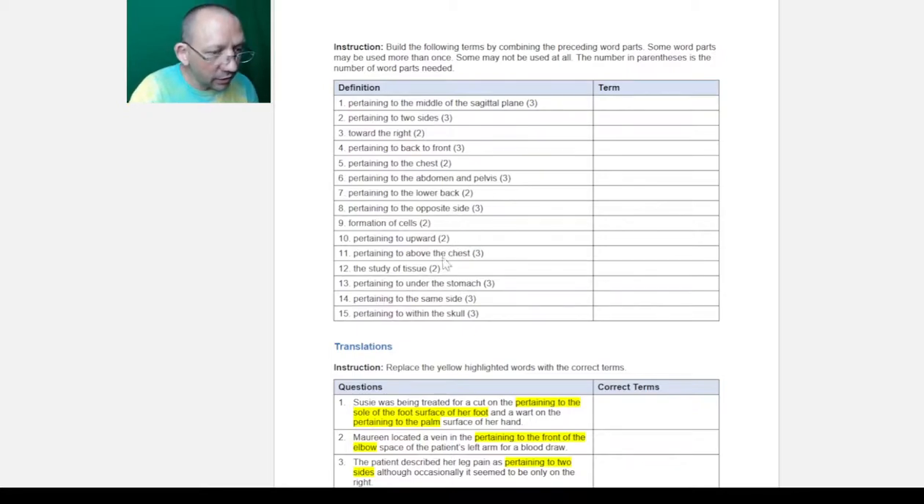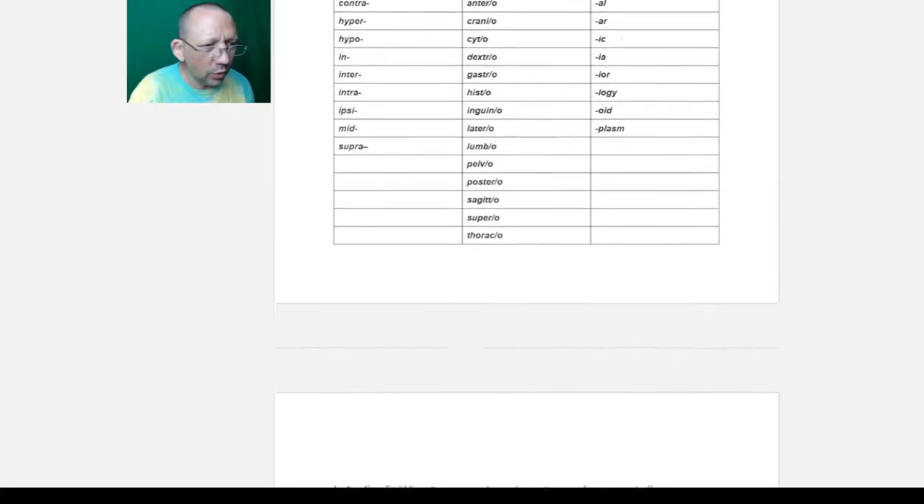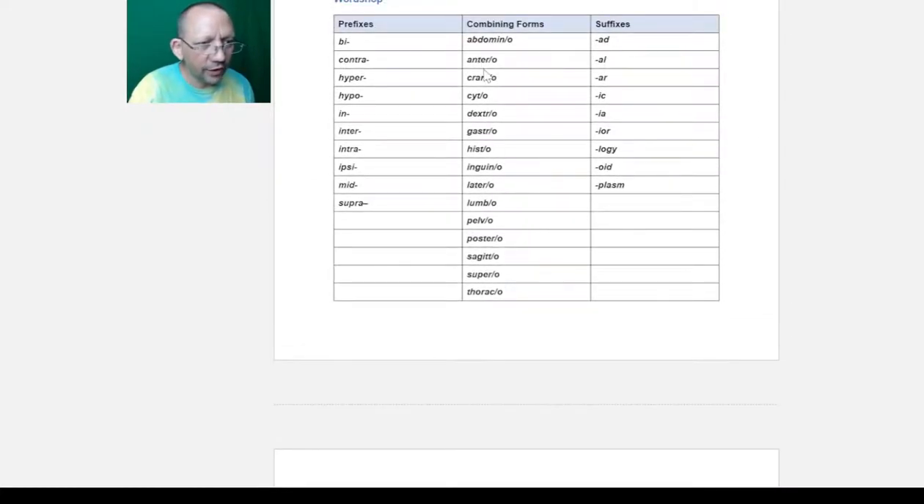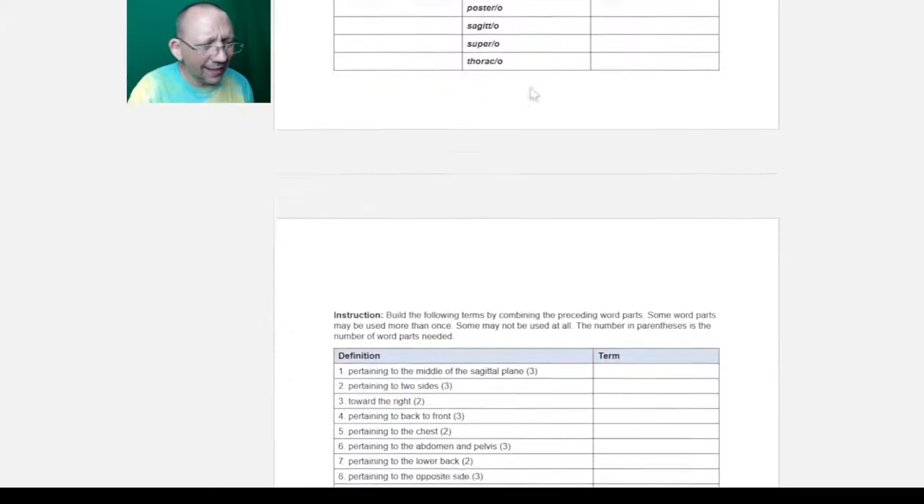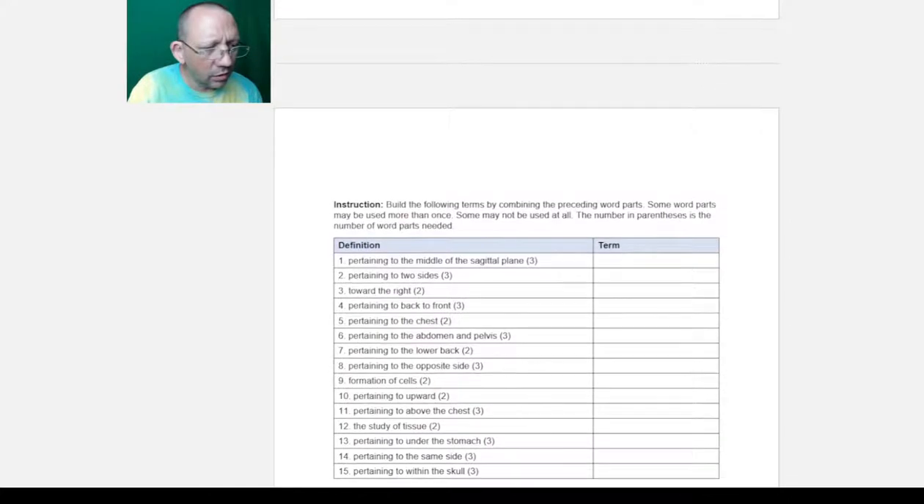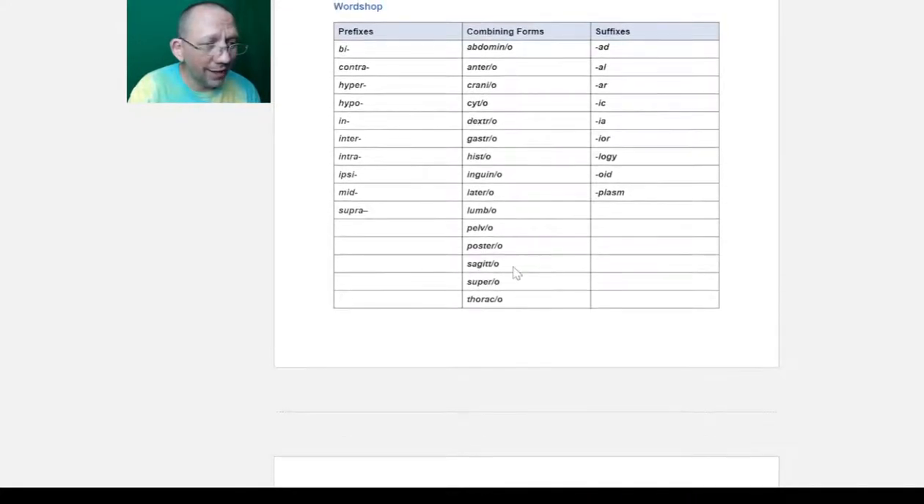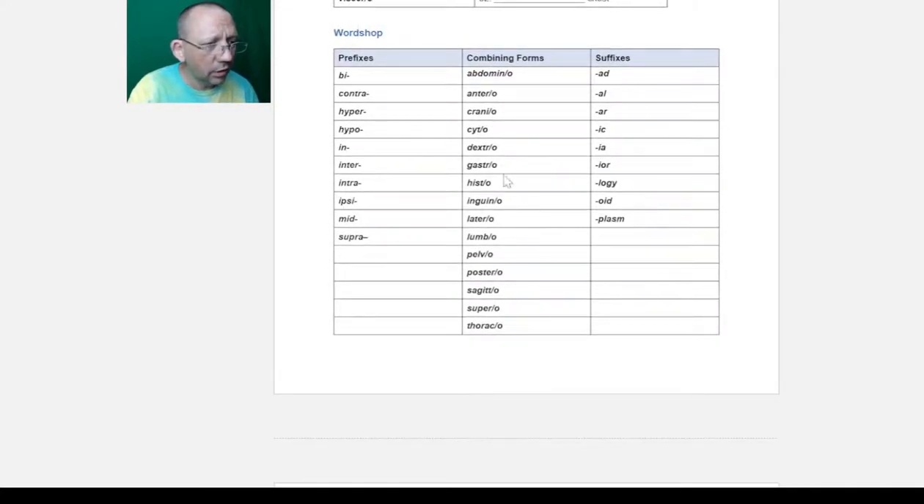Okay, let's see. Study of tissue. Let's see another one. Formation of cells. So we're going to look for cyto, right? So we know that's cyto. So formation of cells. Cytology? No. Cytoplasm? No. Formation, it might be cytoplasm. Hypercyto? No. Intercyto? No. Ipsicyto? No. Midcyto, supracyto? No, none of those.